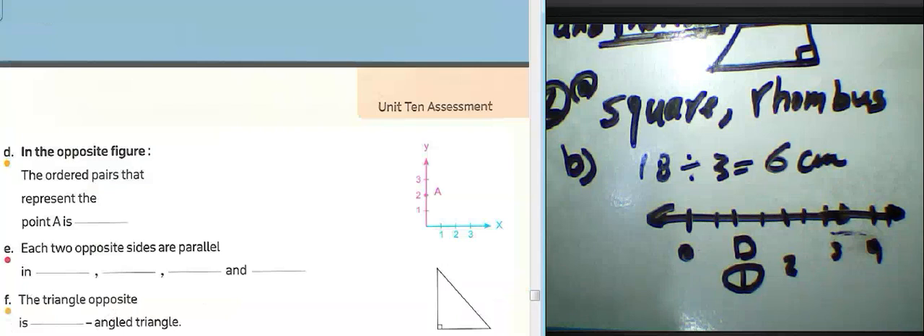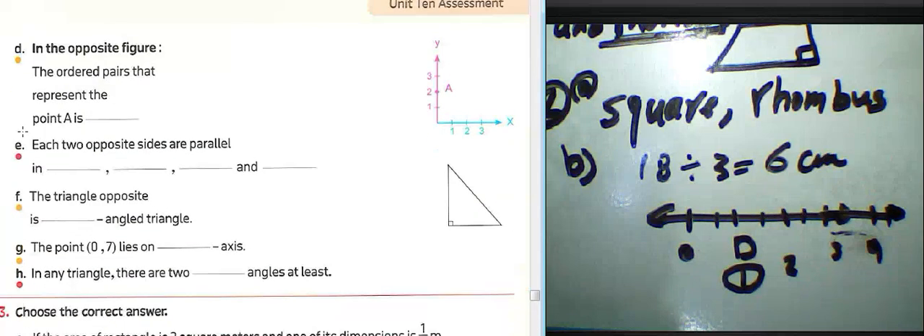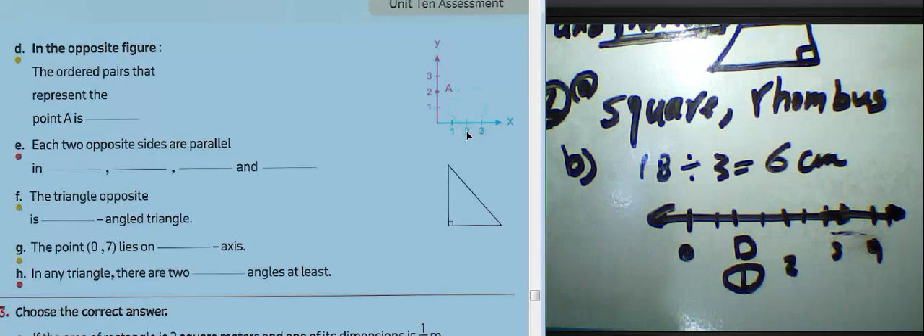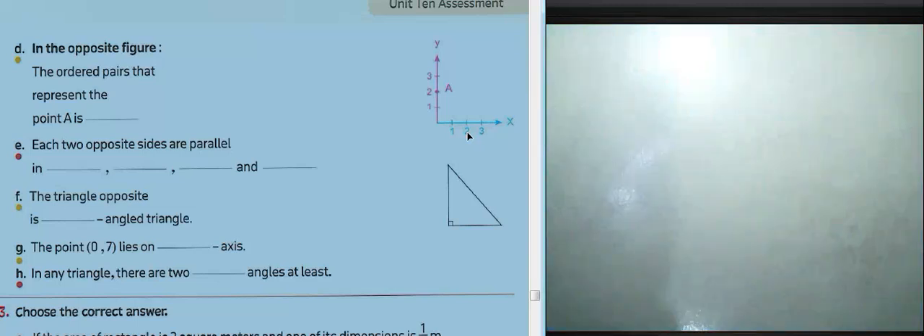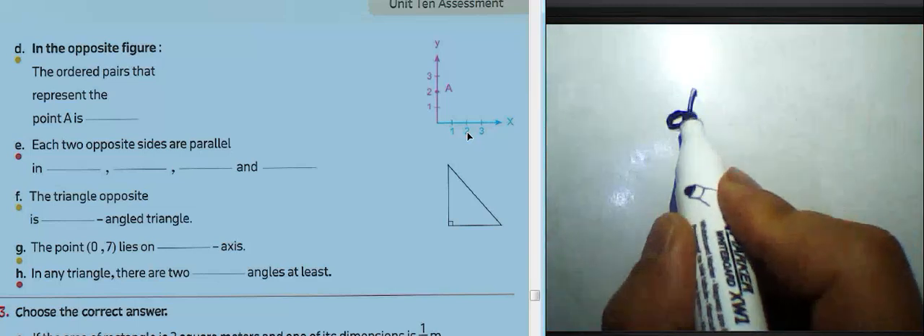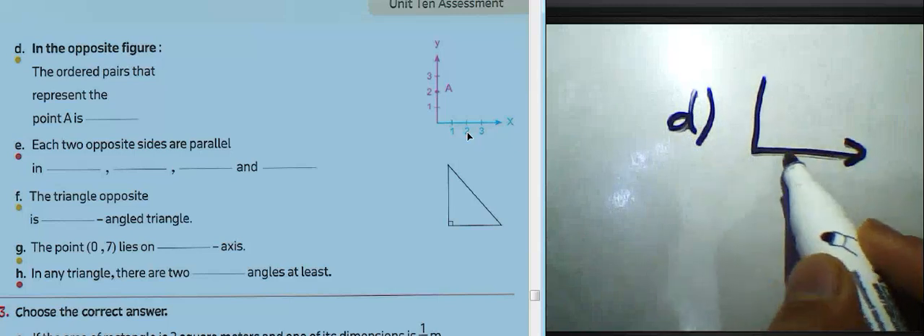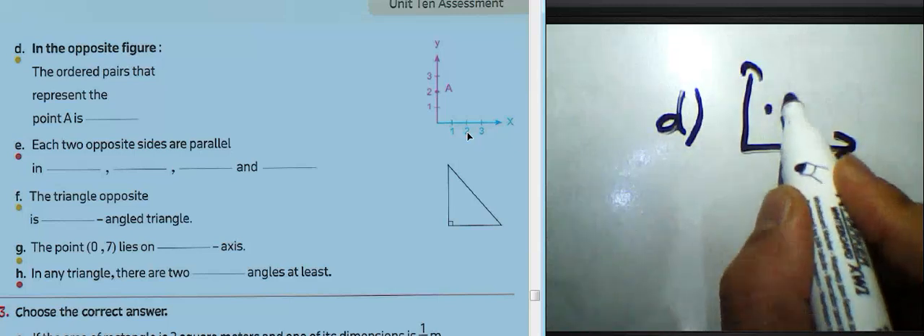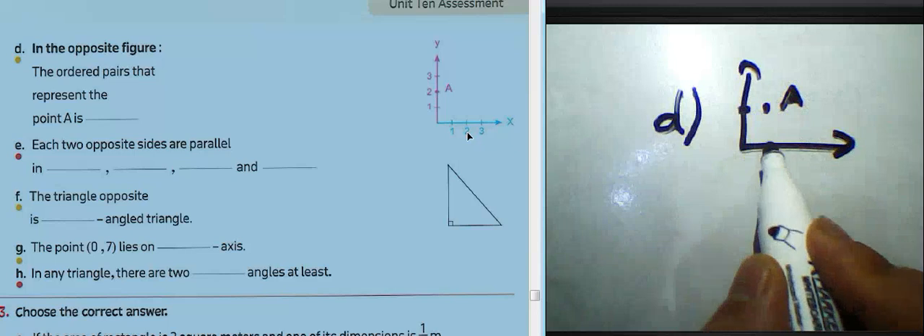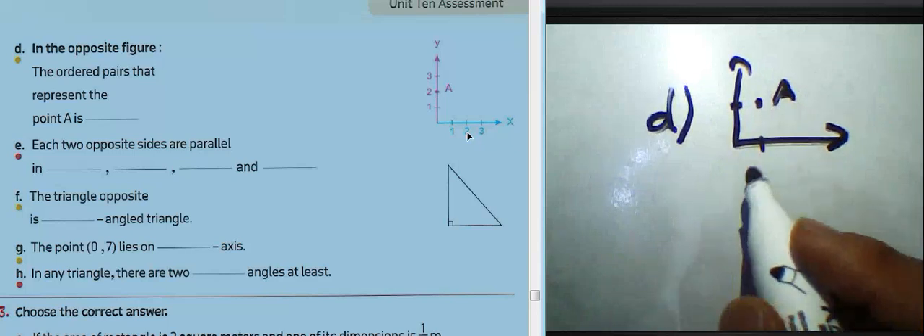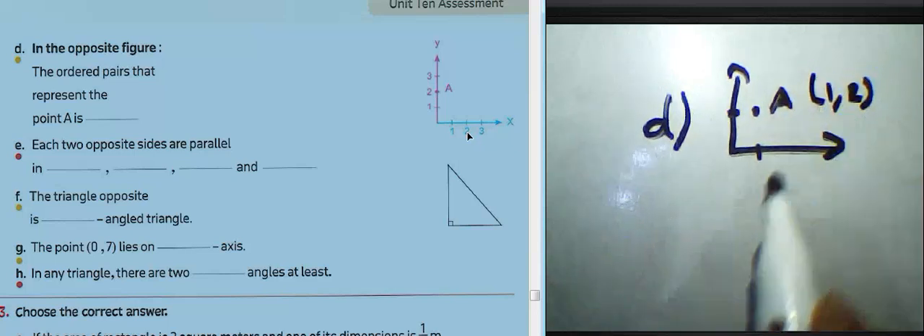Question D. In the opposite figure, the ordered pair that represents the point A equals. He asked about coordinate A. Coordinate A is 1 and 2. Okay, letter D. This is the coordinate where point A lies, and the ordered pair for A will be 1 and 2. This is the ordered pair.